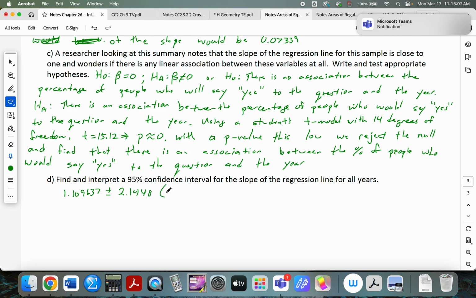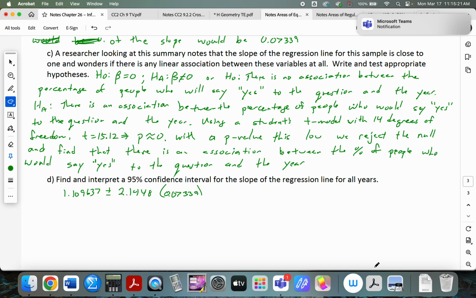Multiplied times the standard error, which you can see is 0.07339. Then you just solve it. Okay? And then you have your confidence interval, and we can explain it.